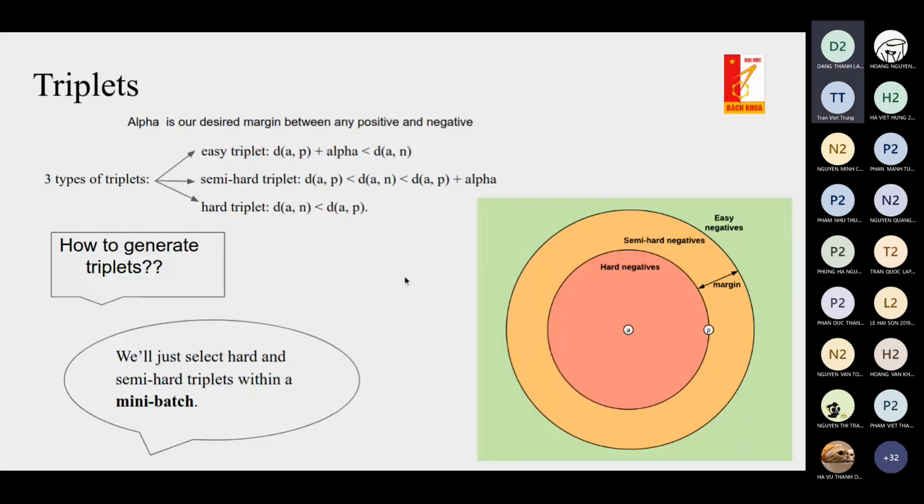Is there anything wrong with the hard triplet? You wrote D_AN smaller than D_AP. It's true, teacher. Because as I explained, this is the one that has the highest loss for the model.